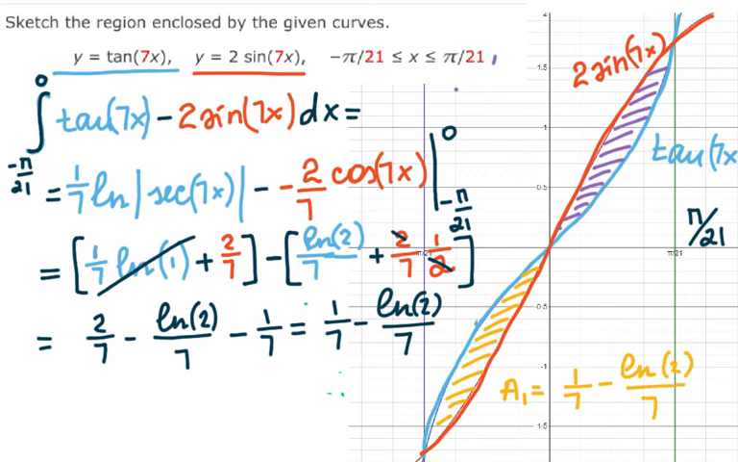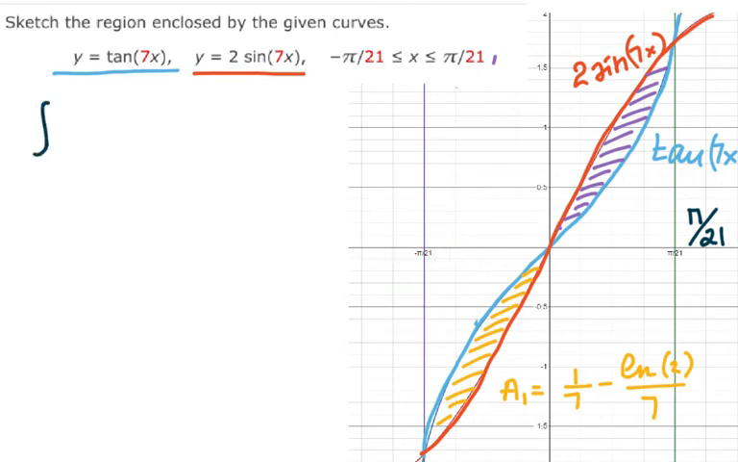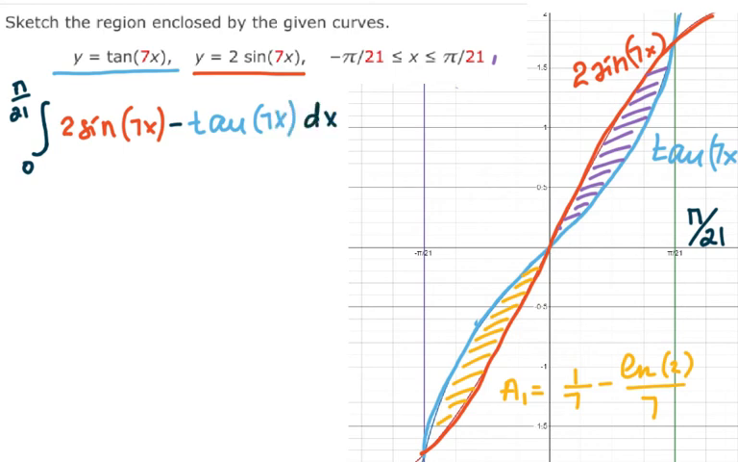And then I have to do the same for the purple area. And I will have the integral from 0 to pi over 21 this time. And then the top function for the purple area is 2 sine of 7x. And the bottom function is the, here it is, tangent of 7x. And all of that dx.